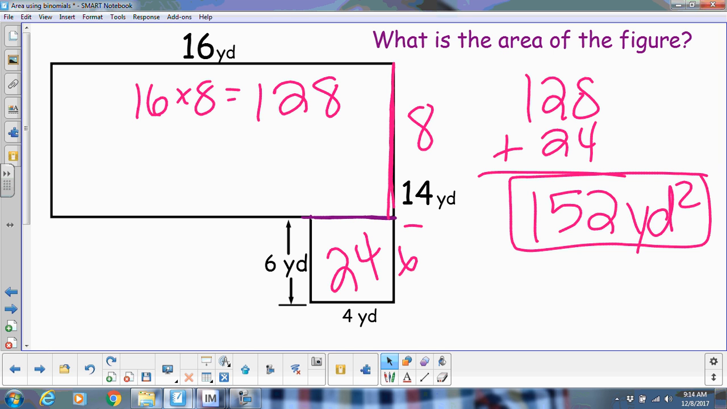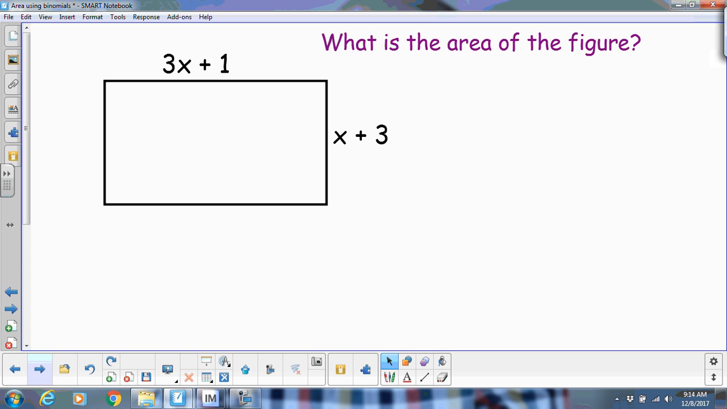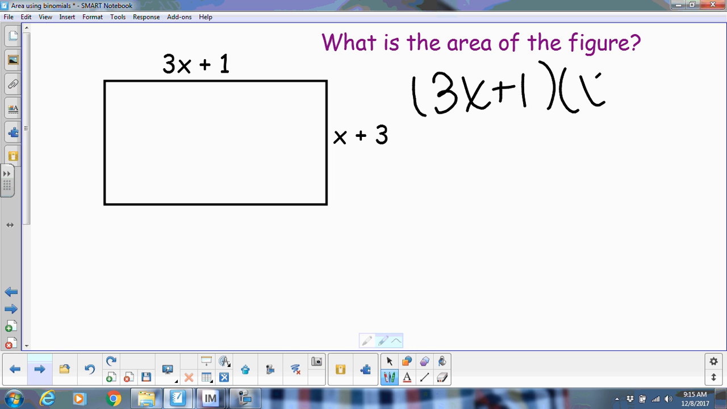All right, here we go. This one right here is just like what we've been doing. What are we going to do? All right, so 3x plus 1 times x plus 3, and distribute it out. Go.